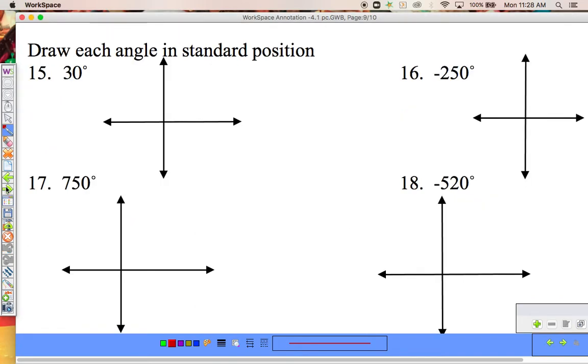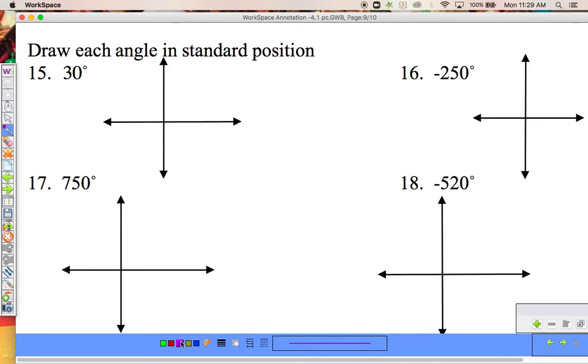All right, now we're going to draw these in standard position. And that's going to wrap up the lesson once we do these. All right, so we need to have a general idea where they're going to be. We're going to do the best we can to put them close to the right position. They don't have to be exact, but they need to be close. All right, so I'm going to start with a 30-degree angle.